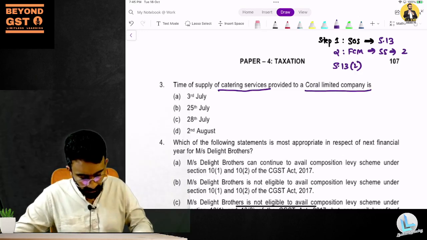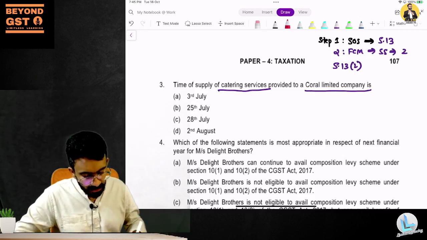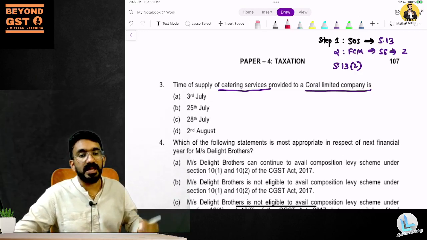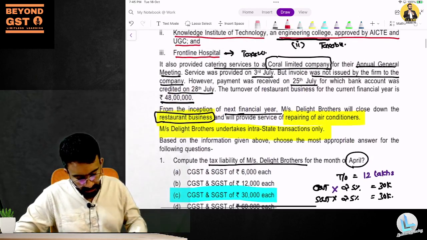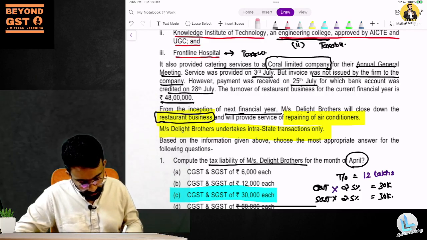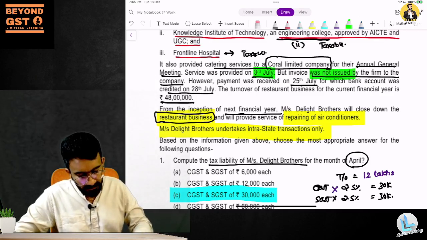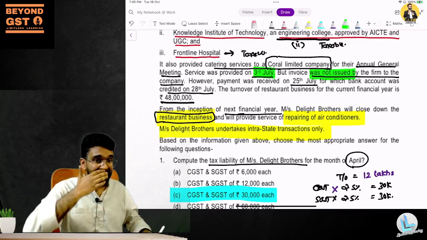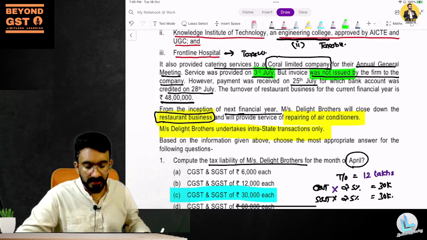How do you determine time of supply for supplier of service? Very simple, straightforward understanding. The question we should ask is: is the invoice issued within 30 days from the date of completion? What does the question say? They have provided the service on 3rd July, but the invoice is not issued. If the invoice is not issued within 30 days, I'll compare the date of completion or date of provision of service with the date of payment.